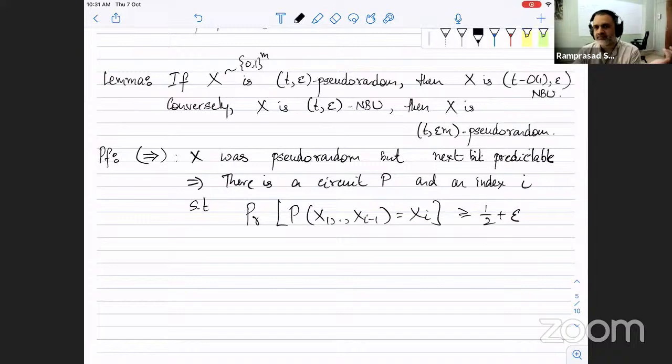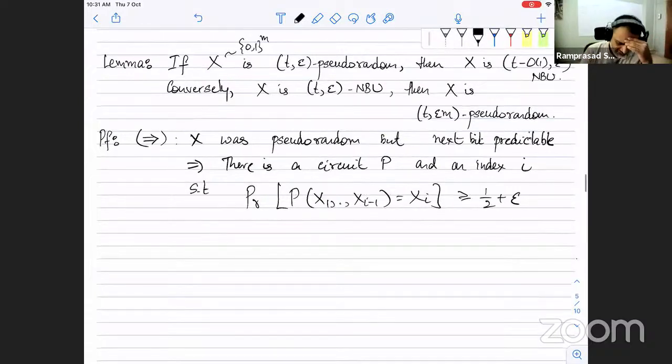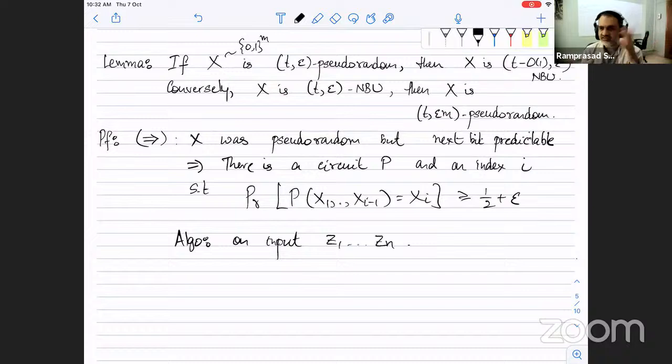So I'm given x_1 through x_m, and I'm trying to figure out: did this come from the uniform distribution, or did it come from this pseudorandom distribution X? Running this multiple times would give a very good chance of guessing. In fact, you don't even need to run it multiple times. Let's just run it once. So I'm going to define a new algorithm, which gets as input some z_1 through z_n. I have no idea if z is coming from the uniform distribution or from the distribution X. I'm just going to say accept if z_i equals P of z_1 through z_{i-1}.